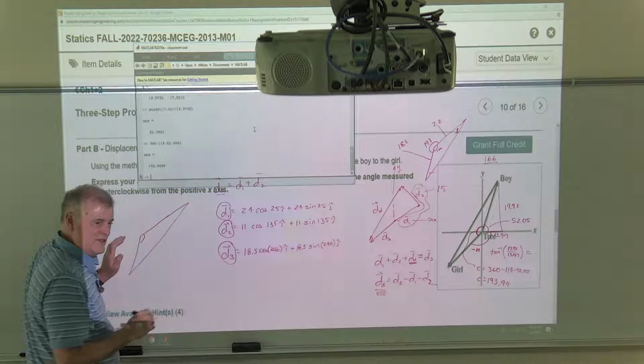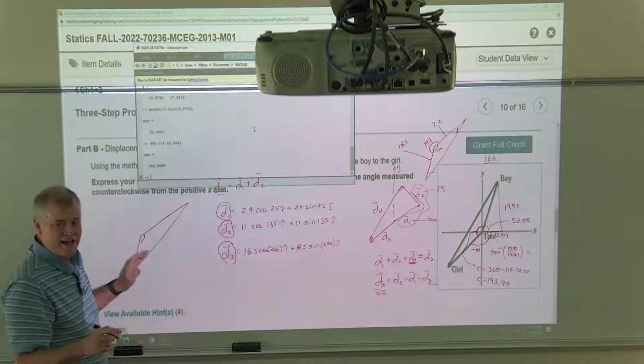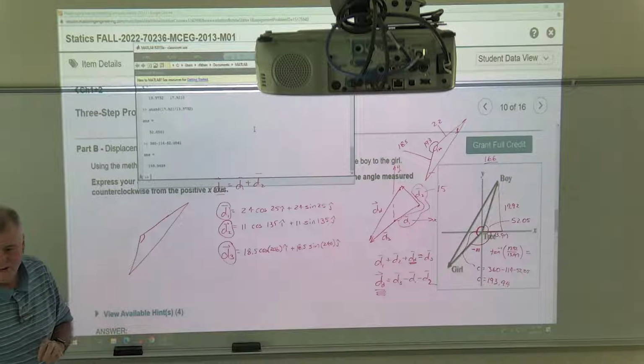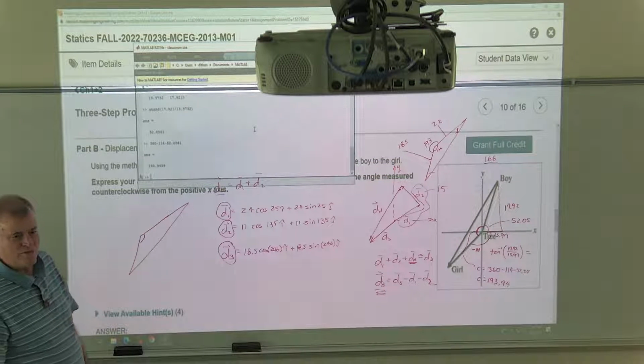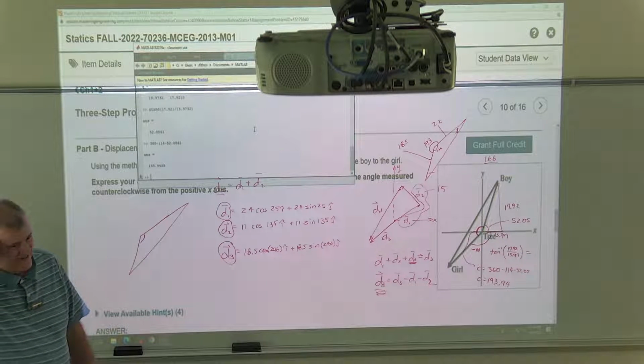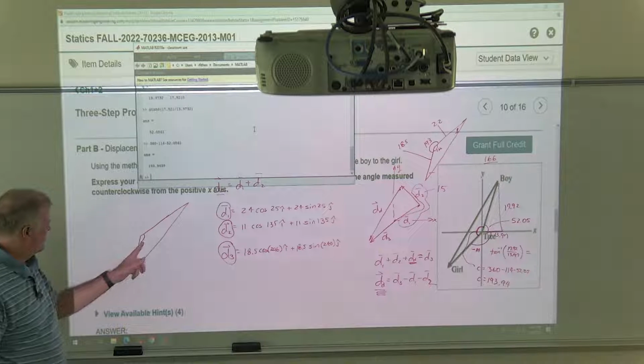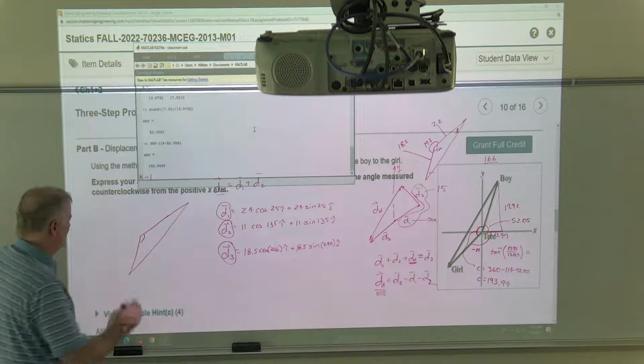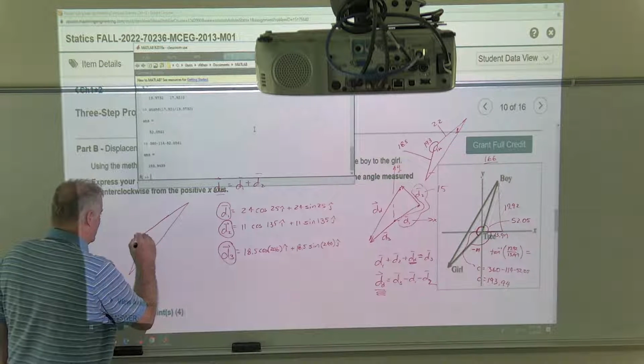What was yours? They're slightly generated differently, just to mess with you, so that you can't cheat off one another. Yeah, it makes it a little bit different. So what was yours? 170? Yeah, 173.